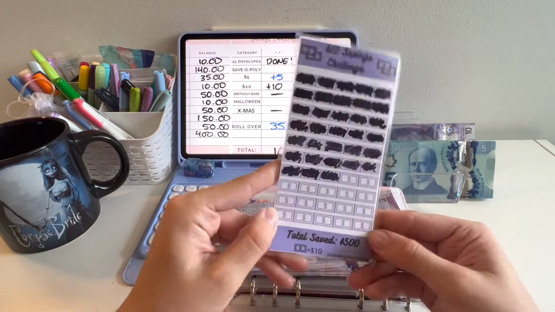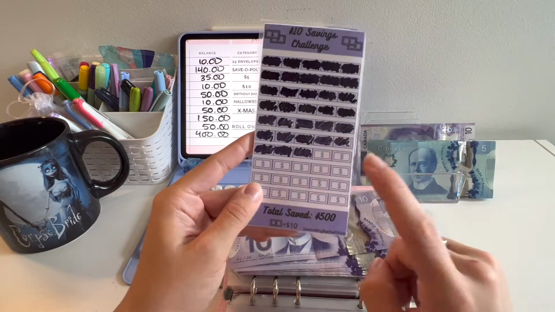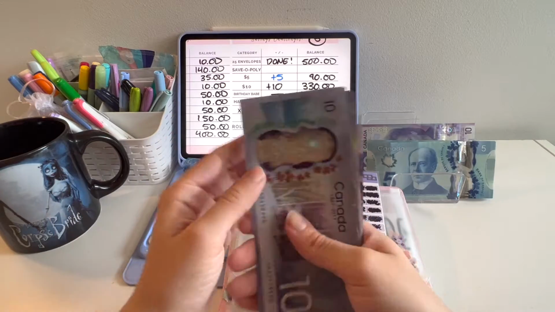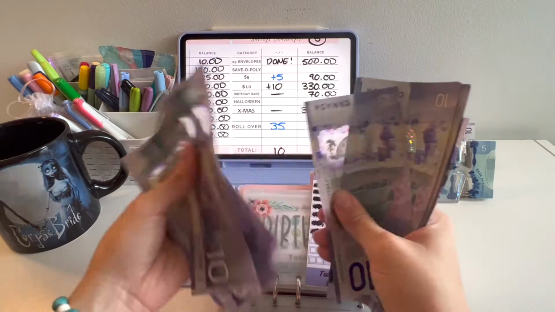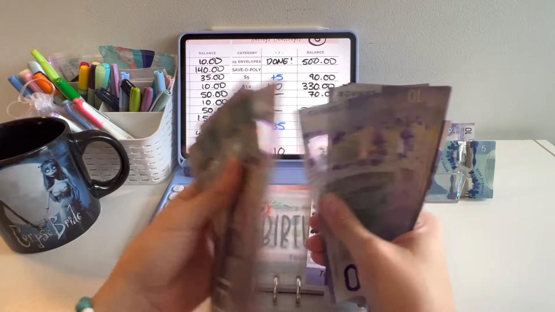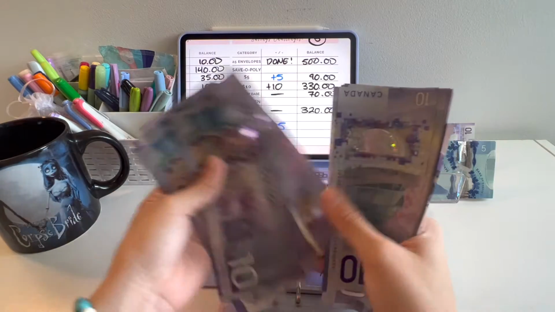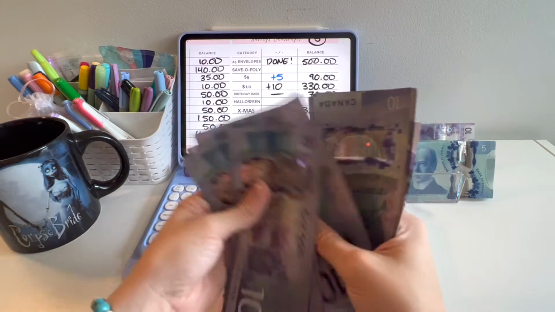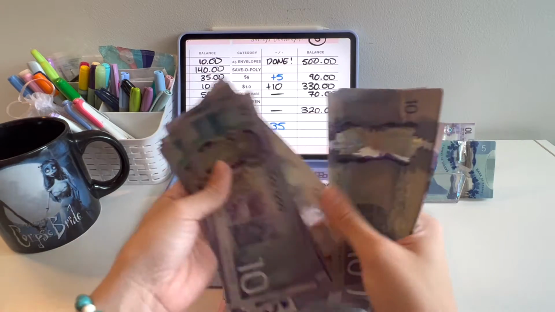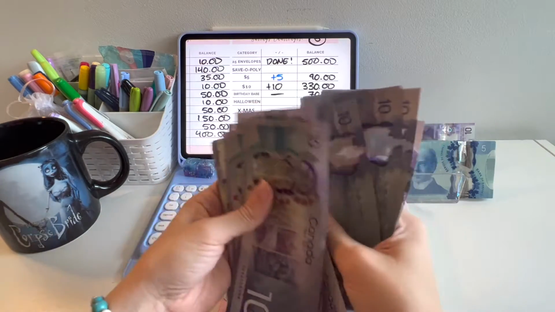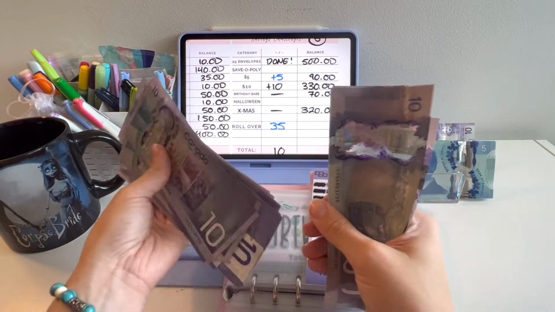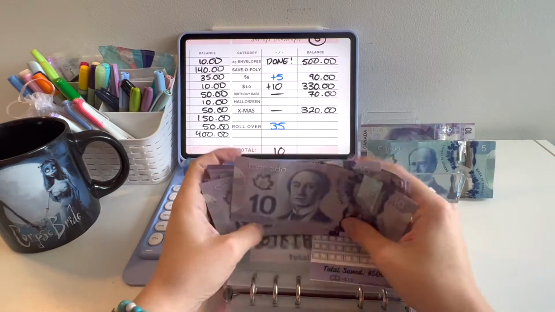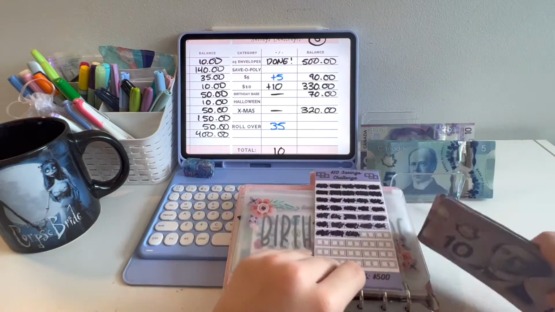So this one will be $500 eventually, and we are more than halfway done. So I now have 10, 20, 30, 40, 50, 60, 70, 80, 90, 100, 110, 120, 130, 140, 150, 160, 170, 180, 190, 200, 210, 220, 230, 240, 250, 260, 270, 280, 290, 300, 310, 320, and 330. So $330.